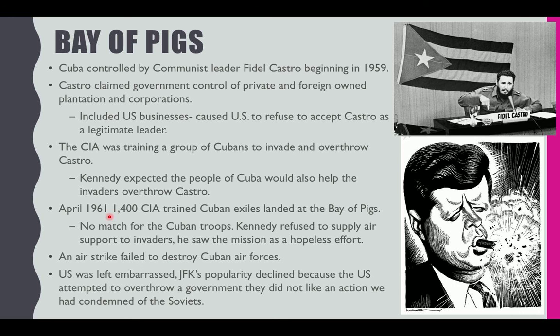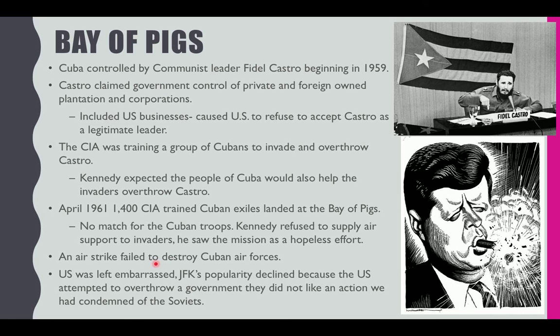What they find is they're no match for the Cuban troops. Kennedy sees what's happening and he says, it's not really worth the effort. I'm not going to send down the air support that was promised to these people. And because he sees the mission as a hopeless effort, he doesn't help. So what happens? When the airstrike doesn't come to destroy the Cuban air forces that these Cuban exiles were up against, the mission fails. What ultimately happens, though, is a major embarrassment of the United States.